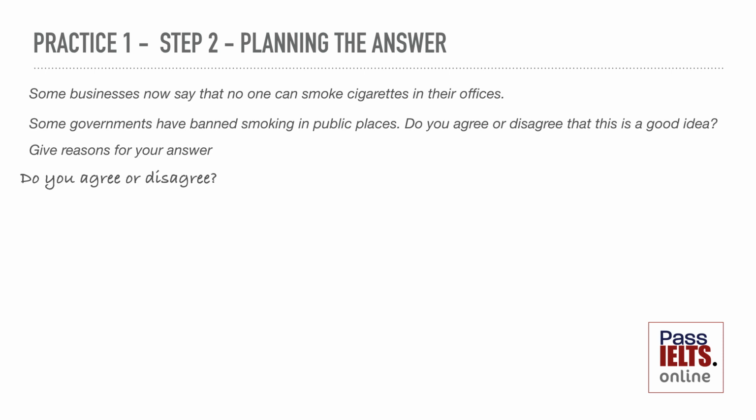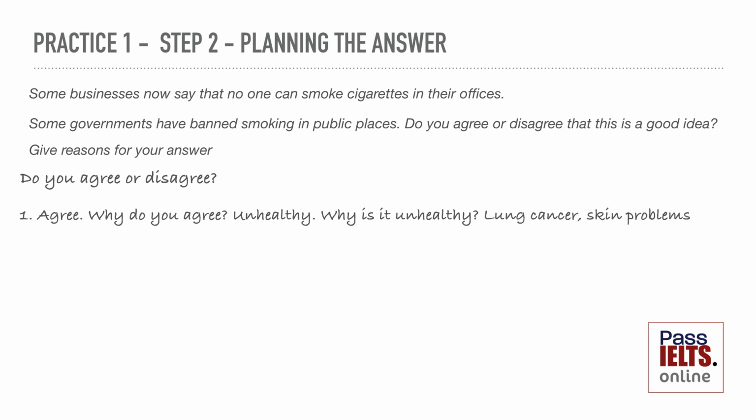So if you'd like to look at that example, you can see that their first main argument, they agree. And why do they agree? Because it is unhealthy. And why is it unhealthy? Because it can give you lung cancer and skin problems. The first question that you need to ask yourself is, why do you agree? And this will give you the main argument or the topic sentence.